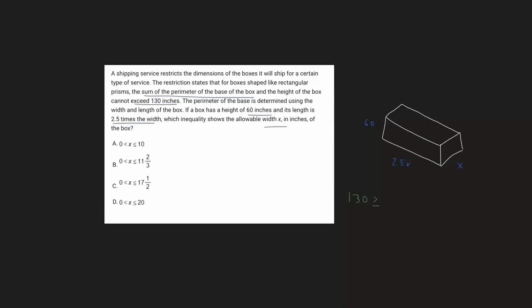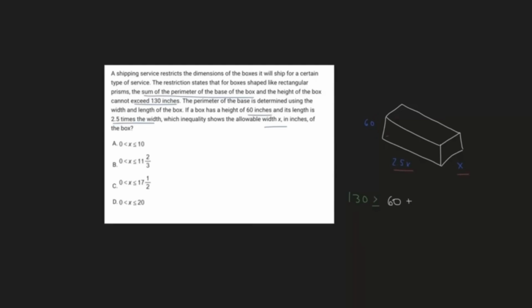Well, it says right here, it's the sum of the perimeter of the base of the box and the height of the box. And so the height of the box, first off, we have a value of 60. So we have 60, and it's the sum. So we're going to add this to whatever we have with the perimeter of the base of the box. So the perimeter of the base of the box is just that base, that one side, right? So that one side, we're going to have that length and that width.